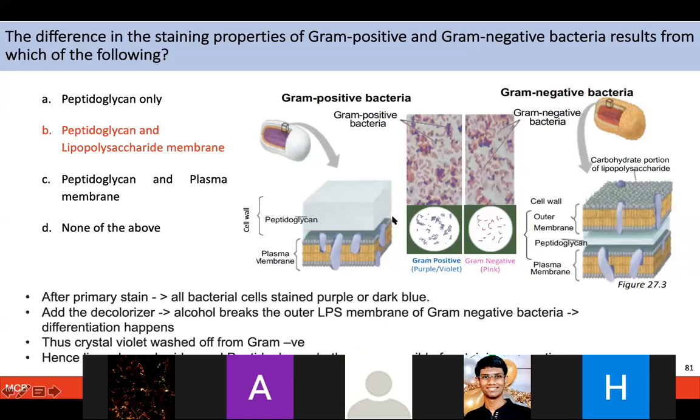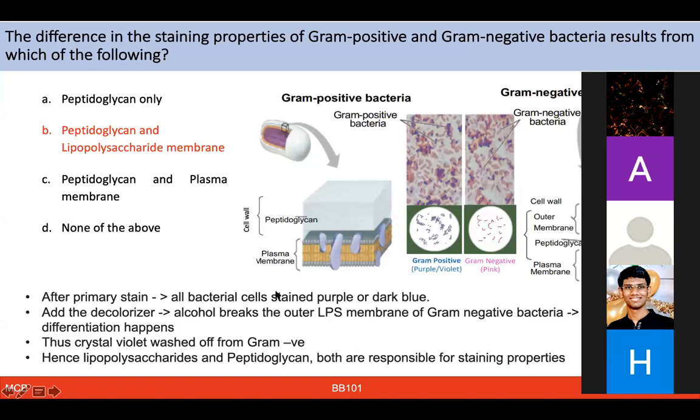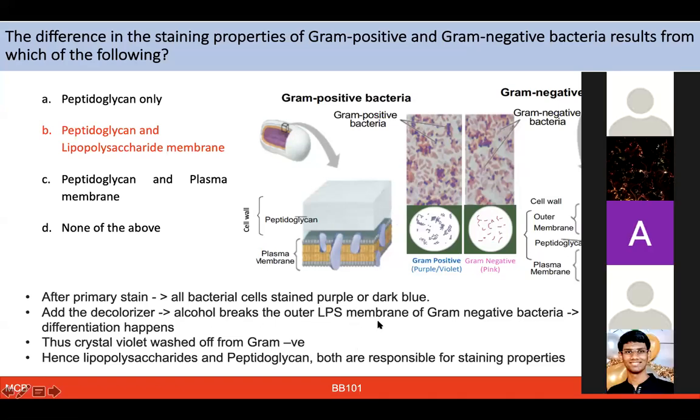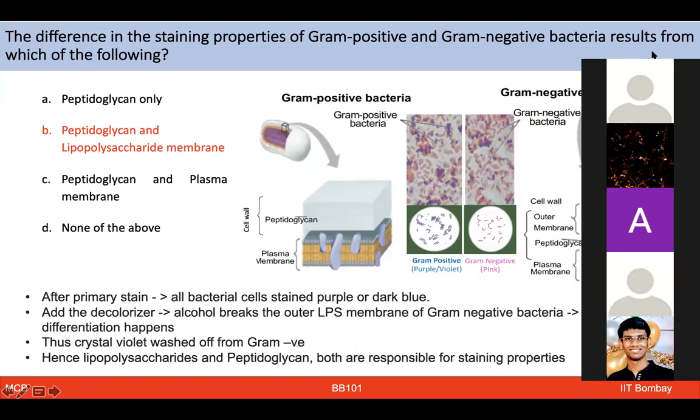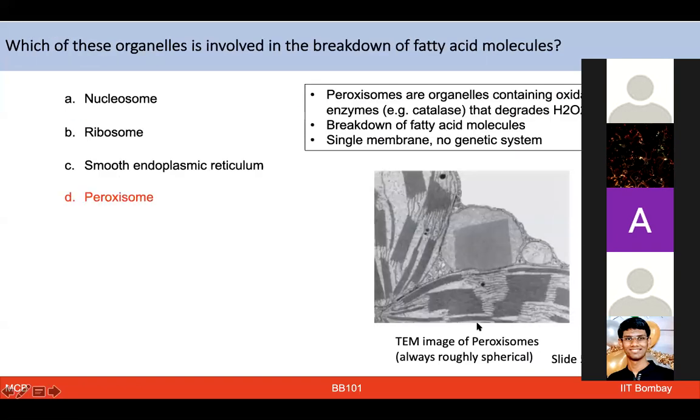Now in the staining procedure, until the primary stain, things happen uniformly for both of them. But after that, once you add the decolorizer or the alcohol, that actually breaks the outer lipopolysaccharide membrane of the gram negative bacteria, and therefore it starts differentiating at that time. Then of course you add the safranin, while the crystal violet is washed off from the gram negative, and therefore both the lipopolysaccharides and peptidoglycans play an important role in the differential staining we see in gram positive and gram negative bacteria. Which of these organelles is involved in the breakdown of fatty acid molecules? The straightforward answer is peroxisome. All right, it was a tough, long one.